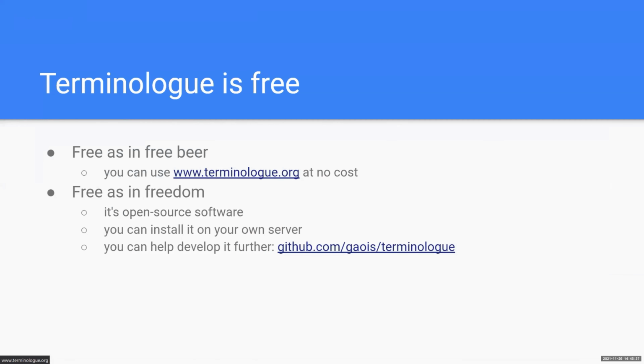So this has been a tour of the things that I think are quite special about Terminologue, but obviously the most special thing about it is that Terminologue is free and open source. It is obviously free in the sense that you don't have to pay for using it if you are happy using terminologue.org. But it is also free in the sense that it's open source software. It's not proprietary software. So you can always download the source code and install an instance of it on your own computer or on your own server.